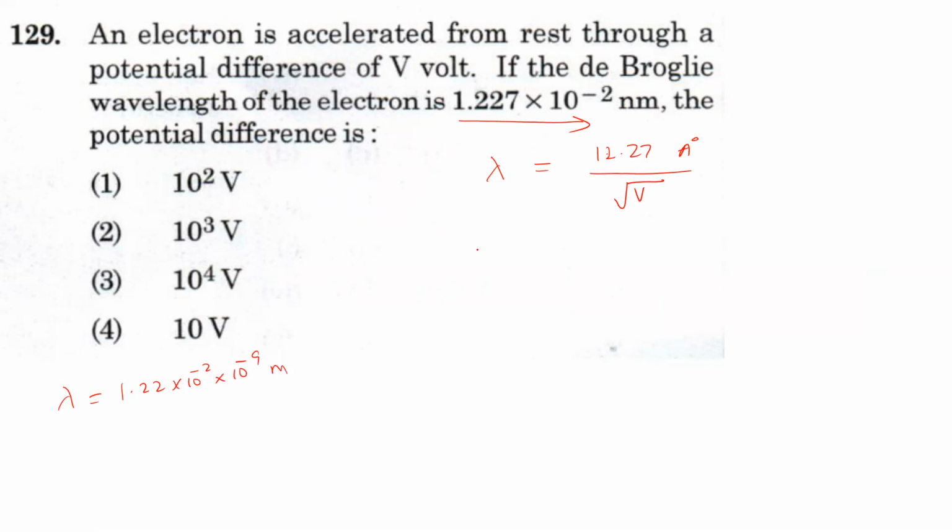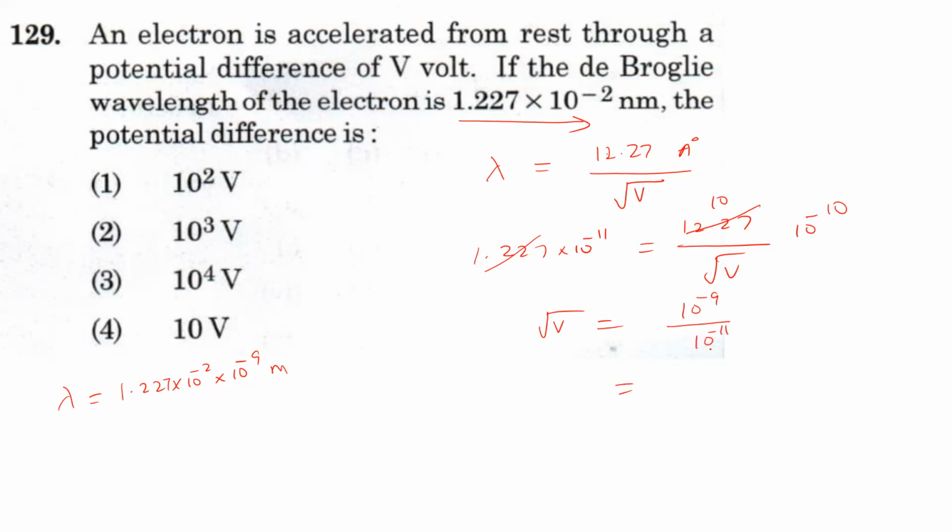So substitute the lambda value here. 1.227 into 10 power minus 11 is equal to 12.27 divided by root V into angstrom, which is 10 power minus 10. Now 12.27 and 1.227, if we cancel, we get 10 here. Now we bring the root here: square root of V is equal to 10 into 10 power minus 10, which is 10 power minus 9, divided by 10 power minus 11.